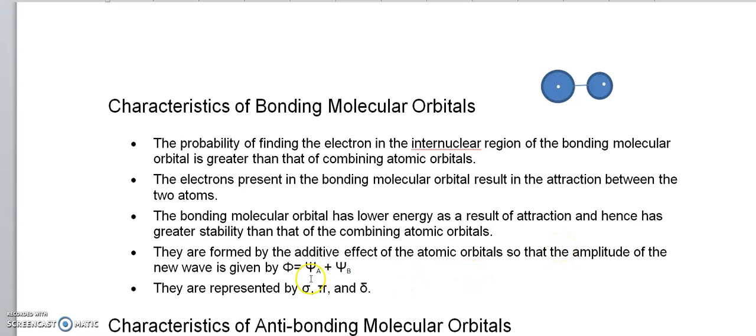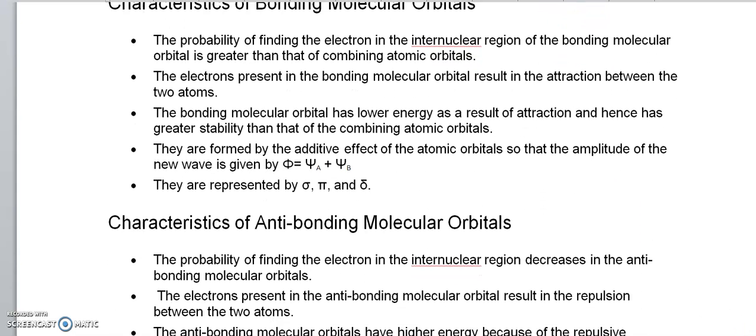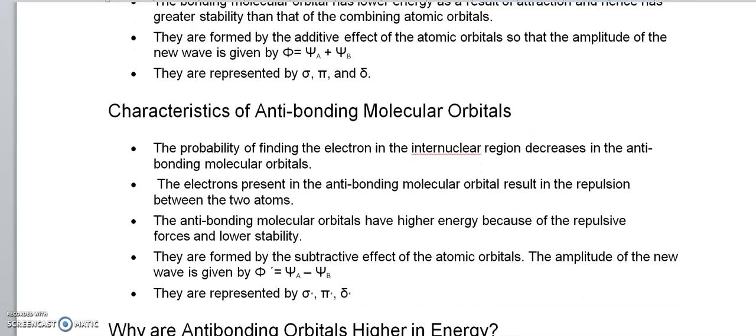For example, psi a and psi b are the amplitudes, so it is formed by the addition of the wave functions, and they are represented by sigma, pi and delta. If s orbitals combine, we get sigma; if p orbitals, pi; if d, delta. Then we'll see the characteristics of anti-bonding molecular orbitals.